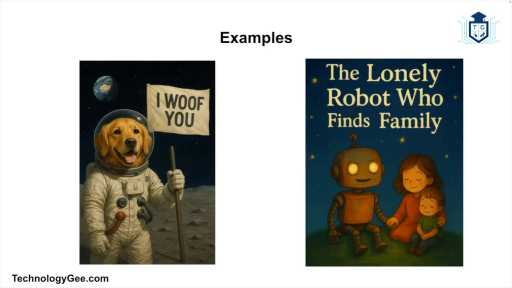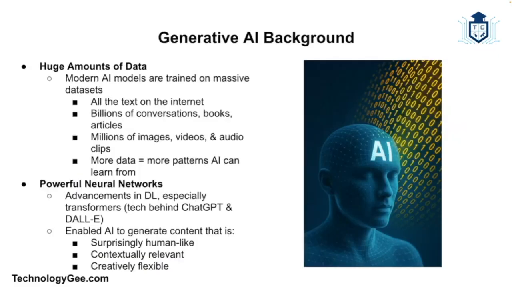And here are a few quick real life examples. So let's say you tell your generative AI to create an image of a golden retriever wearing a spacesuit on the moon, holding a flag that says, I wolf you. And then seconds later, it spits out that exact image. Or maybe you type something like, write a bedtime story about a lonely robot who finds a family. And then you get a touching tale that can easily pass for something out of a children's book. That is generative AI in action. Now, understand, generative AI is not brand new, but it's having a major moment.